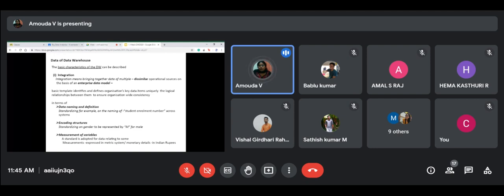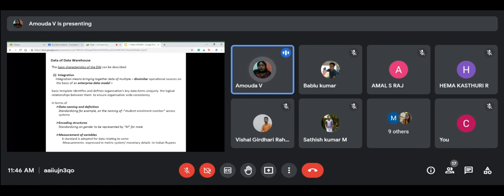Also you have to study the relationship between them, and consistency. I've already told you what consistency is: multiple transactions might be executed in the database, and that should be understood by the data warehouse architect. So how do you integrate? By using this enterprise data model. What are the things to be done in terms of data naming and definition, encoding structures, and measurement of data? All these things need to be seen.